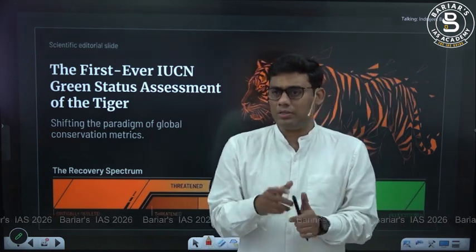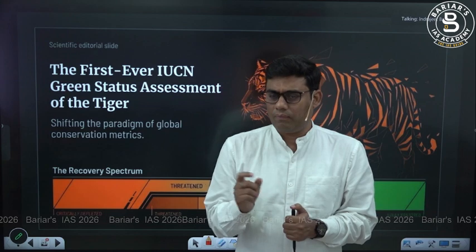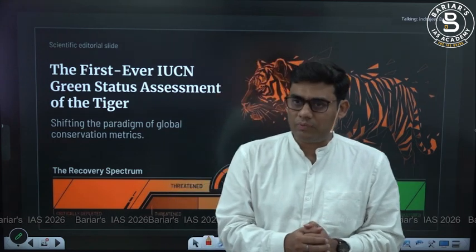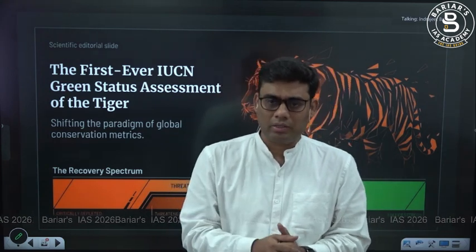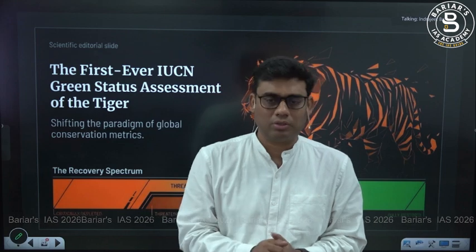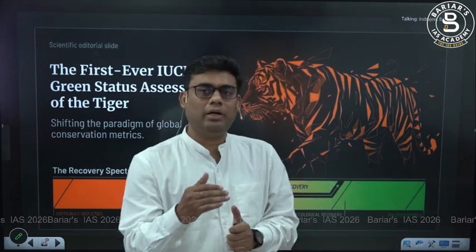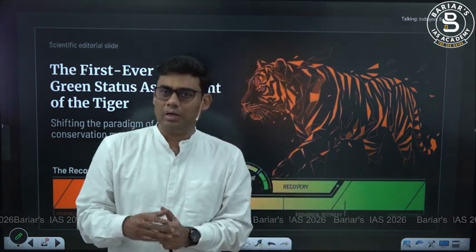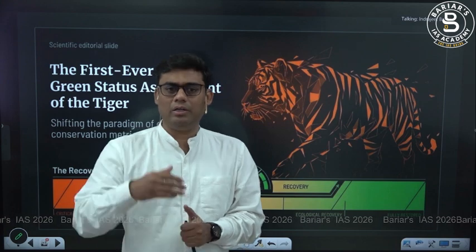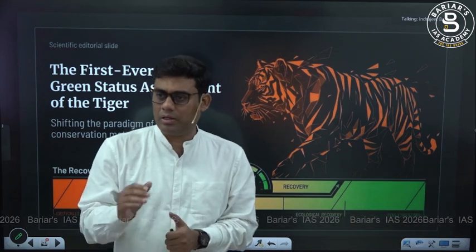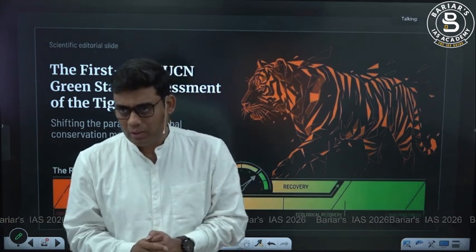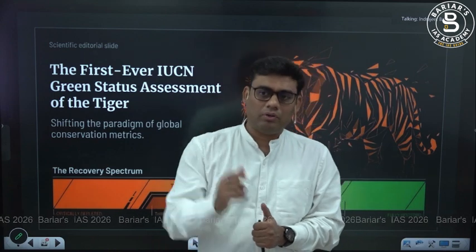So IUCN releases this Red List of species. What does it indicate? The Red List indicates the threat levels to the species, how threatened the species are. They can be extinct, critically endangered, vulnerable, near threatened, and so on. So it is based on the threat levels to the species.